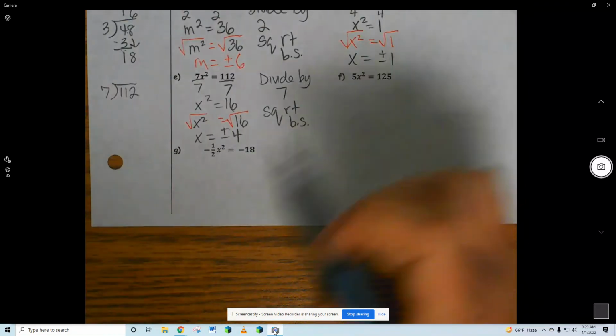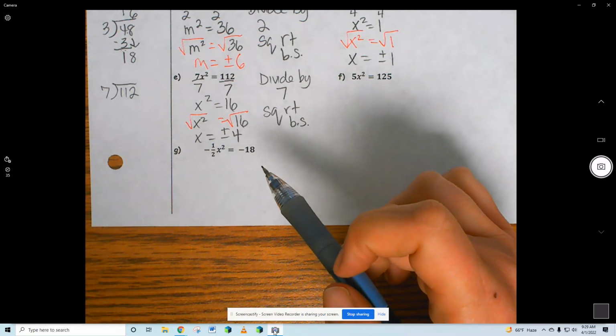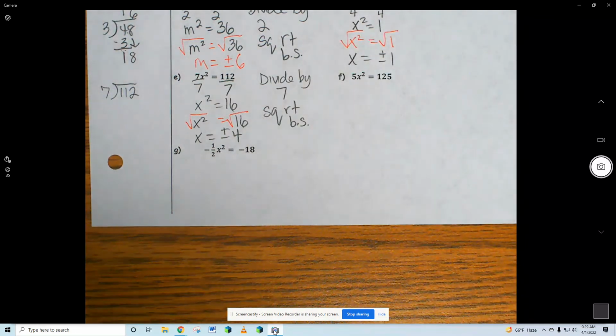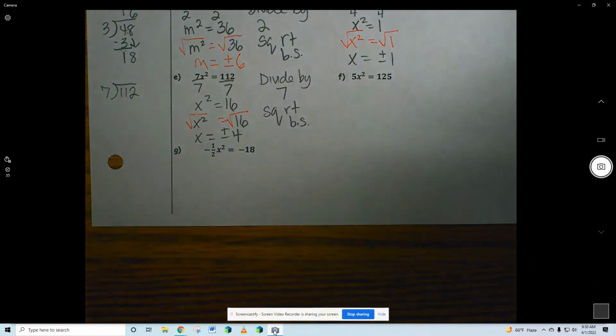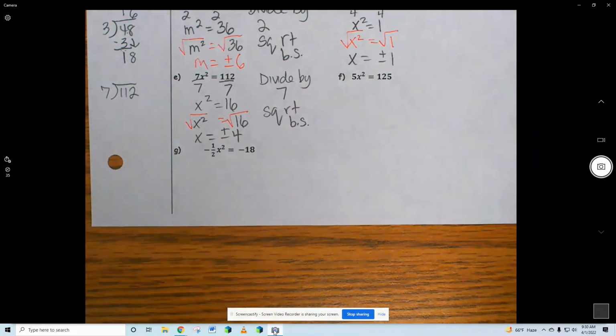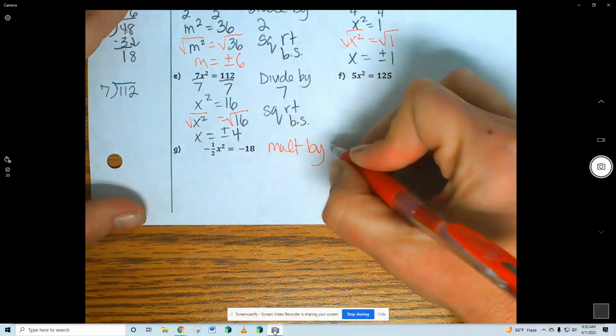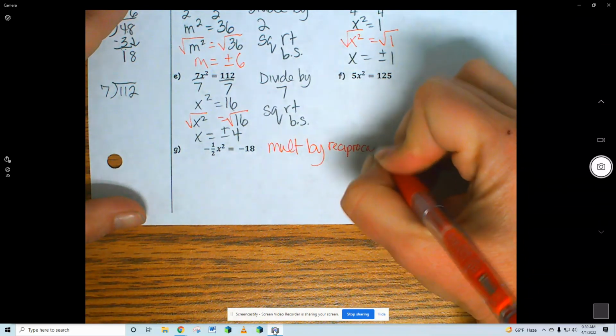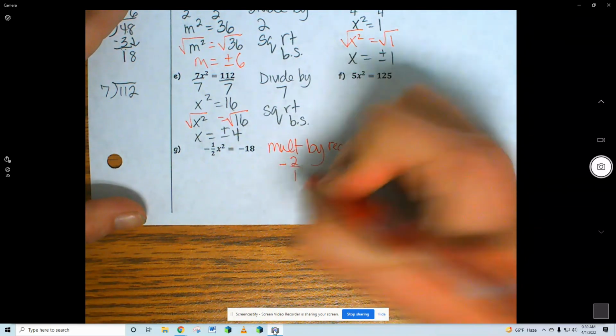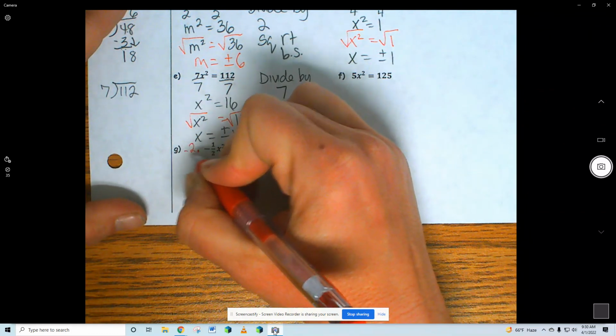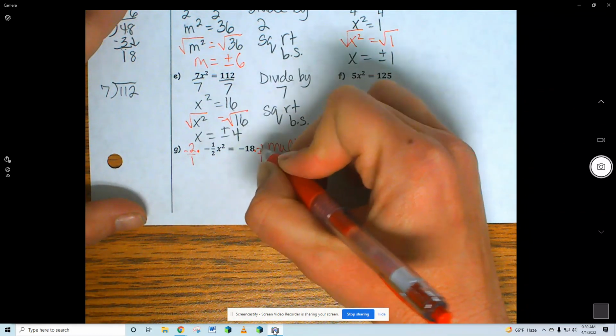I want to do G next just because it's a negative 1/2. I don't divide. This is a fraction. I need to move a fraction to the other side. The rules are the same as solving equations. What do I do with that 1/2 to move the fraction? Multiply by the reciprocal, which is negative 2 over 1. I have to take the negative with it. Negative 2 over 1, both sides.